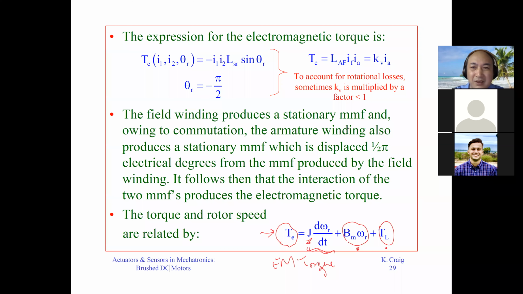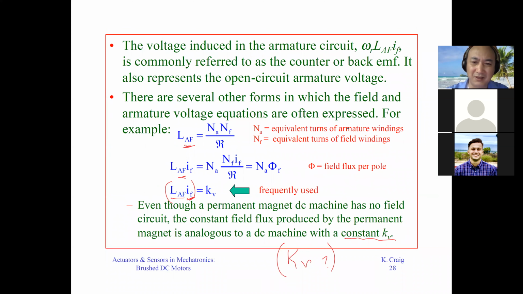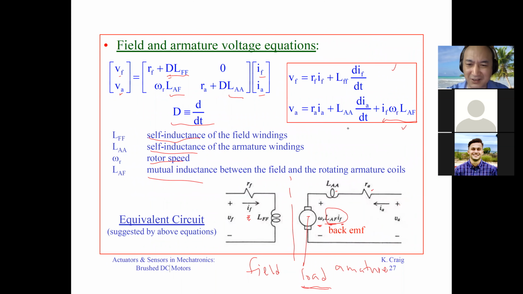So then this one, TE, is actually proportional to my armature current and my KV. When you buy a DC motor, you must answer the question, what KV do you want? All right, so everything started to connect. So while the IA and KV are linked in here, this whole thing adding together is called back EMF.